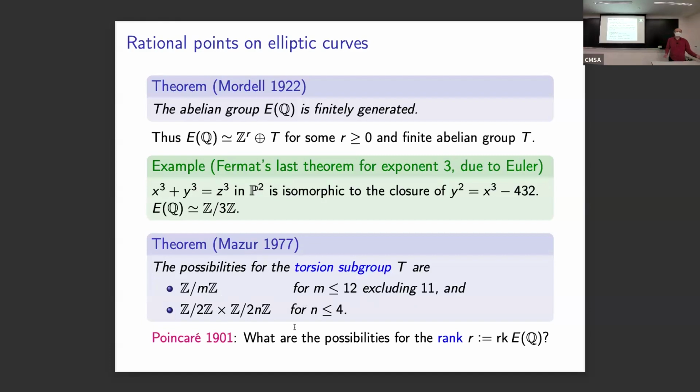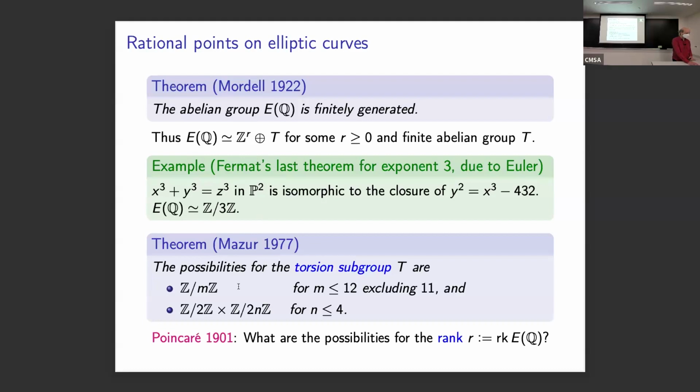In practice it's quite easy, given the equation of an elliptic curve, to find the torsion subgroup. So the torsion subgroup is essentially completely understood, and what remains as the mystery is the rank, trying to understand what the possibilities for the rank are, and even whether you can find the rank given the equation of the elliptic curve.